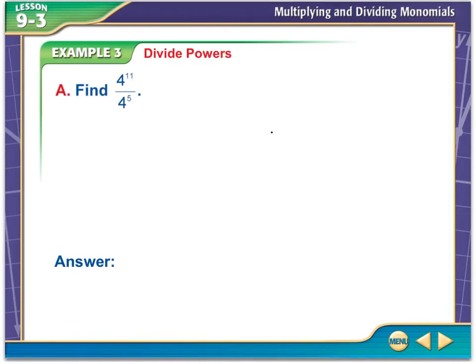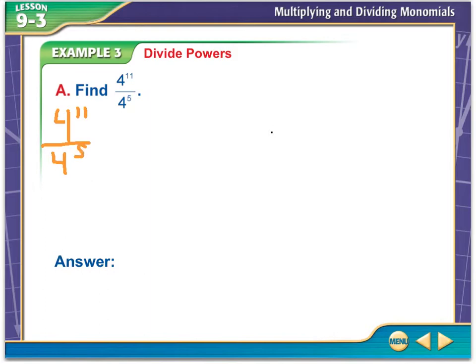Here we are at example 3, part A, divide powers. Find 4 to the 11th power divided by 4 to the 5th power. So the first thing we want to do is rewrite our problem: 4 to the 11th power divided by 4 to the 5th power.